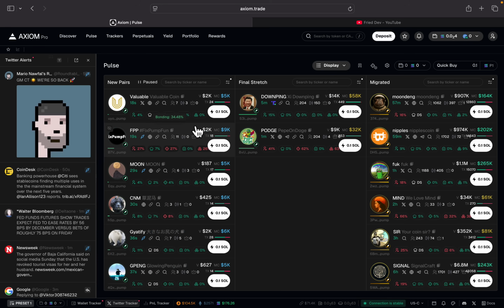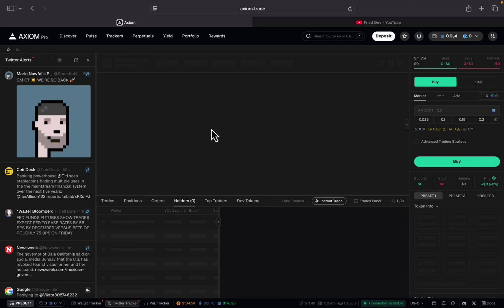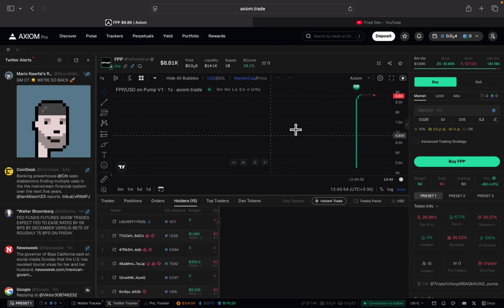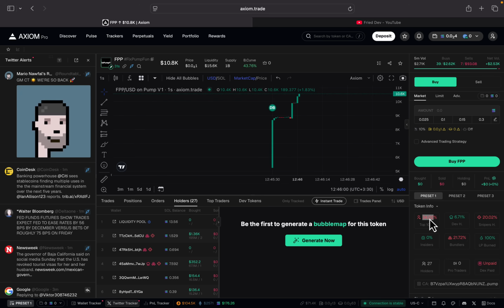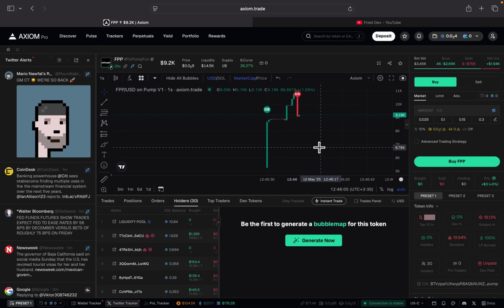For example, look at this one. It has 2K volume, but as you can see, it's definitely a rug pool. I wouldn't enter this. It has a lot of bundles. The top 10 is a lot. Never get into this kind of token.